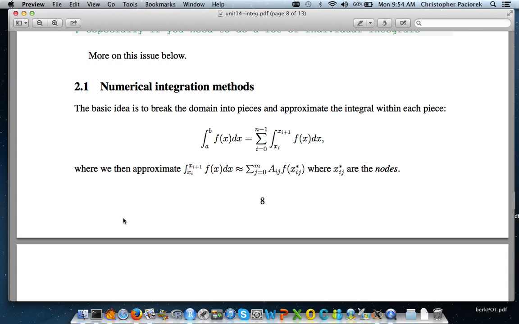So suppose I'm interested in the integral of f of x over some interval a to b, is basically to break it up into pieces and write this as a sum of integrals over these smaller pieces from x_i to x_{i+1}. And then the idea is, if I look at this term that's inside the sum, I'm going to then approximate that integral inside the sum by another summation over some a_ij values and f of x star ij. So these things are called nodes, and basically exactly what we use for that and exactly what the values of a_ij are correspond to different methods for doing the numerical approximation.